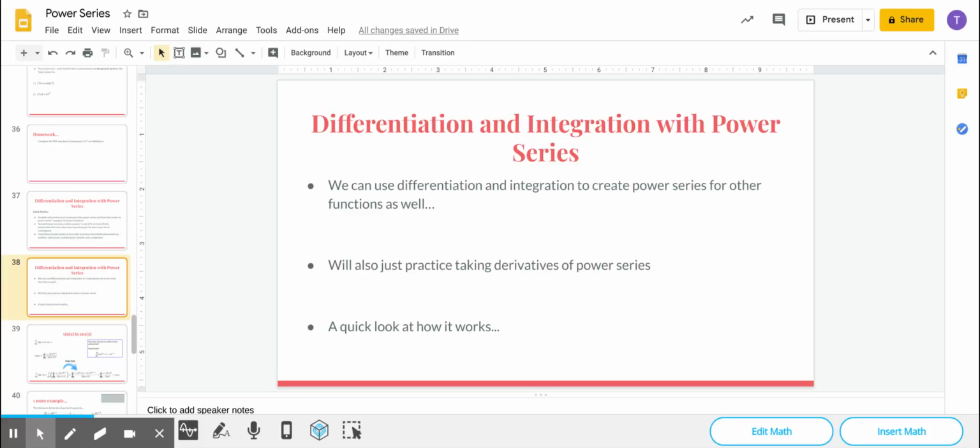So here's a quick look at how it works. And I think this is a really nice parallel to something that you already know really well. And I hope this gives you a good idea moving forward, at least for differentiation to start with.